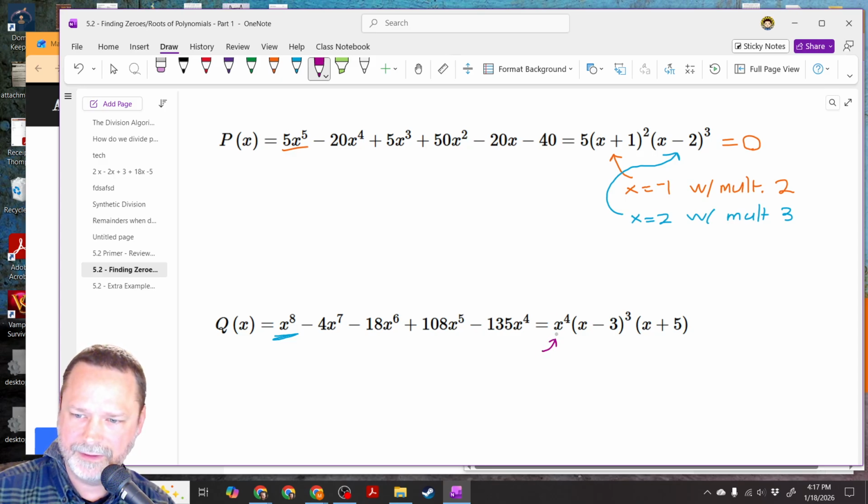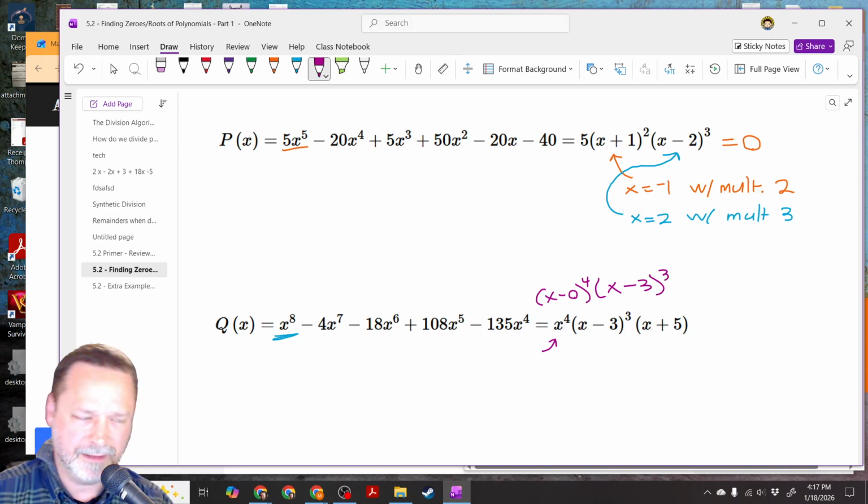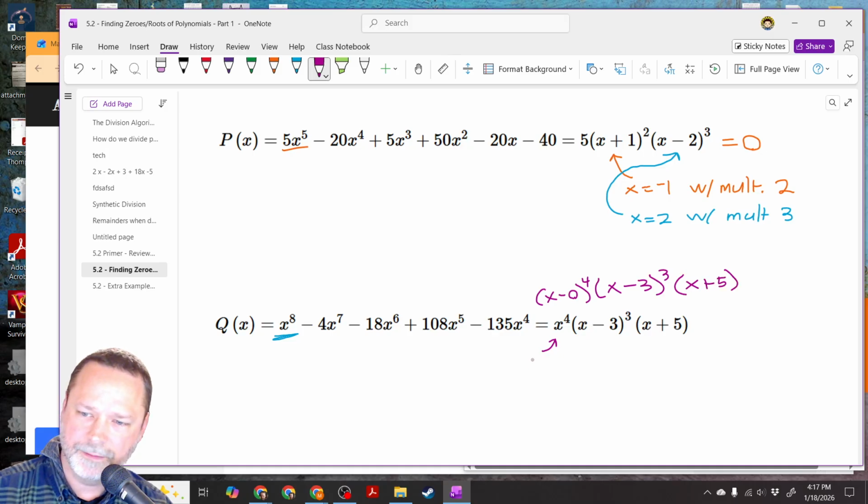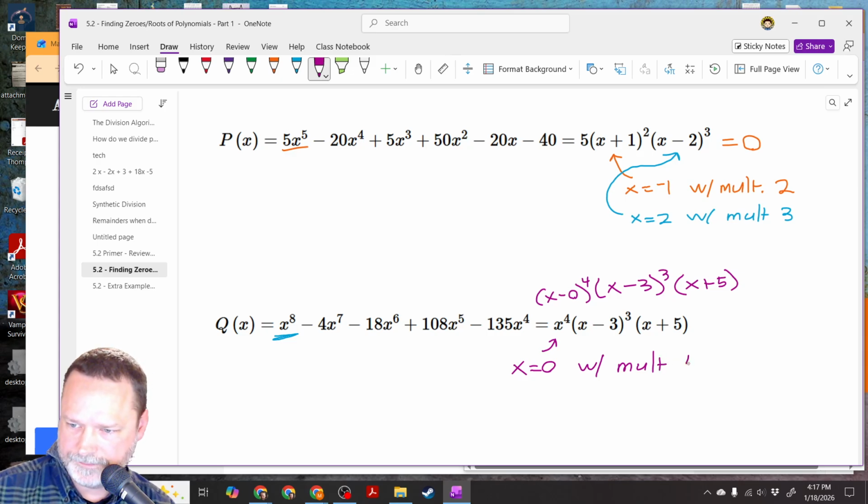Here we have just x. Just x is the same as x minus 0, for anyone who maybe has issues seeing x by itself. What's the solution? It's 0. Plug in 0 and it makes it 0, right? So we could rewrite it like that if we really wanted to, but this x to the fourth gives us that x equals 0 is a zero or a root with multiplicity 4. So it's a root 4 times.